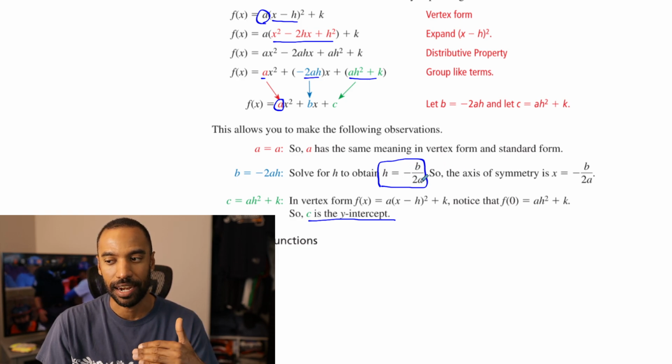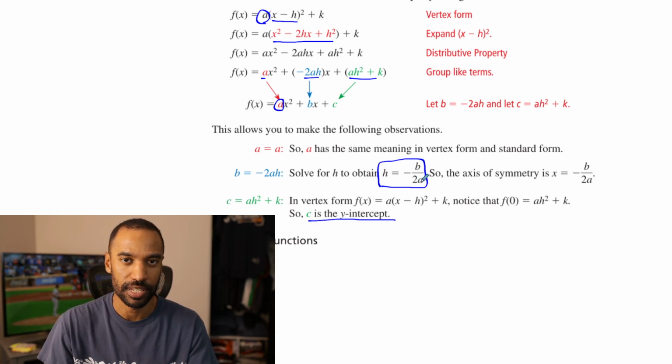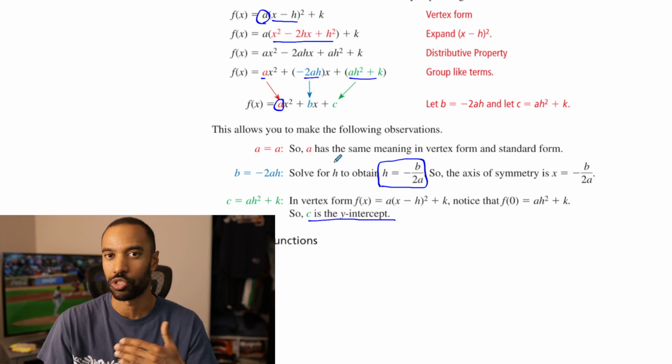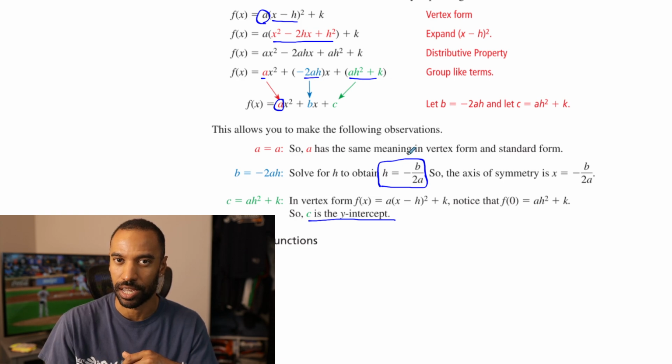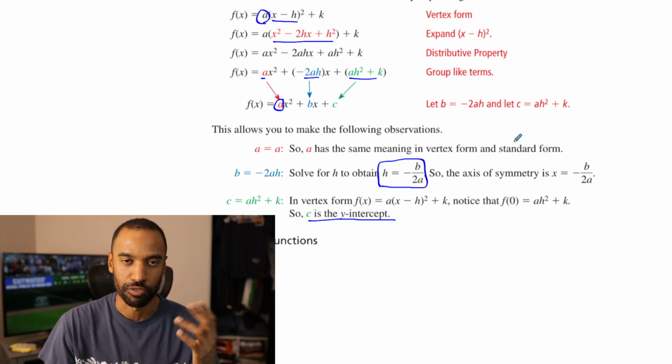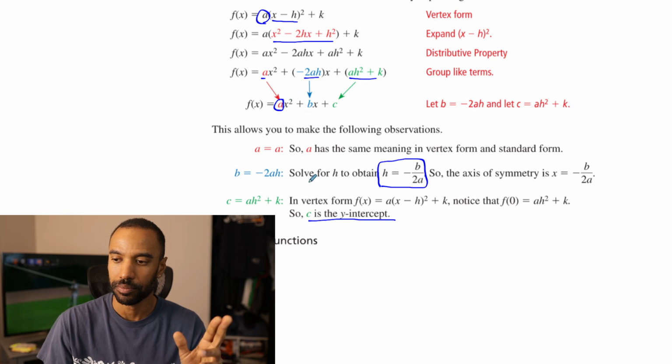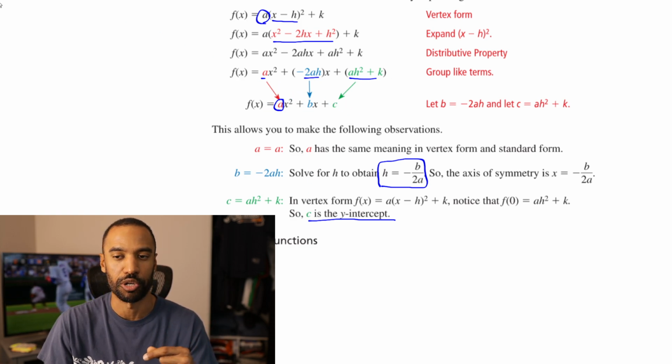Now, you have to plug that number into your equation to get the y value of your vertex. Vertex form is the only one that reveals the vertex. Standard form reveals your y-intercept, and you can use stuff to get your vertex. Factored form, intercept form, we'll talk about that later. And those are what those bits of information mean there.